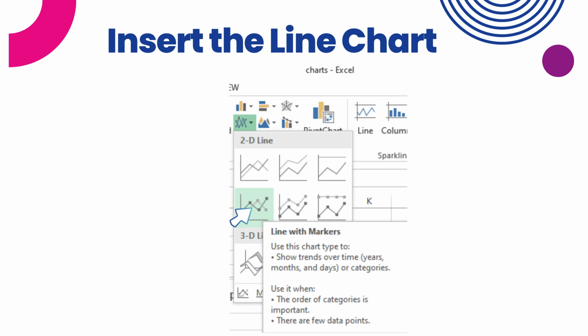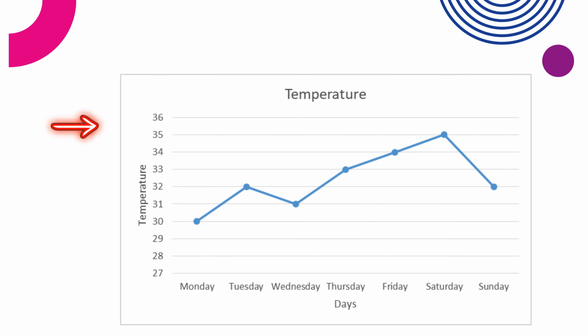Select the Line with Markers option from the drop-down menu, or you can choose any other chart according to your need. Your chart will look like this.